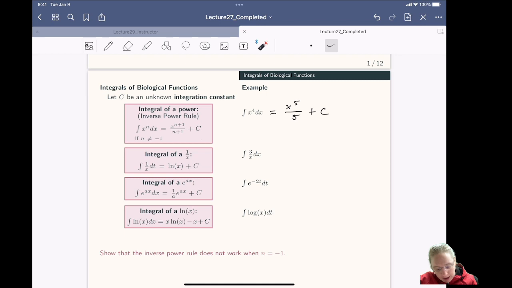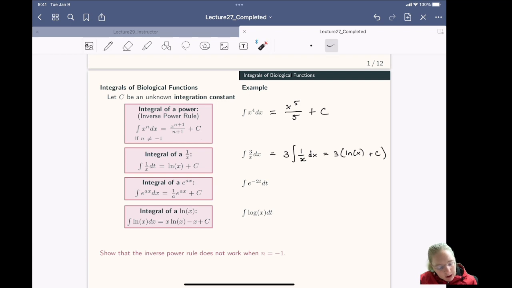Similarly, if we have the integral of 1 over x, this becomes the natural log of x. First of all, we have a 3 in here. Just like with derivatives, constants can be factored out of integrals. So the first thing this gives us is 3 times the integral of 1 over x dx. Now we can use the integral of 1 over x as the natural log to get 3 ln of x, plus this unknown constant c.